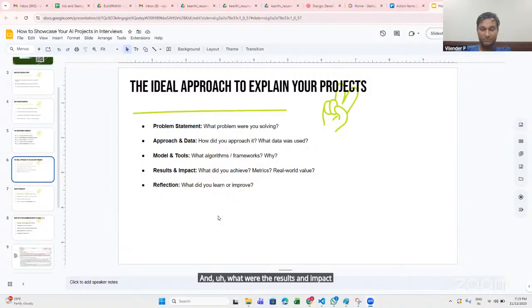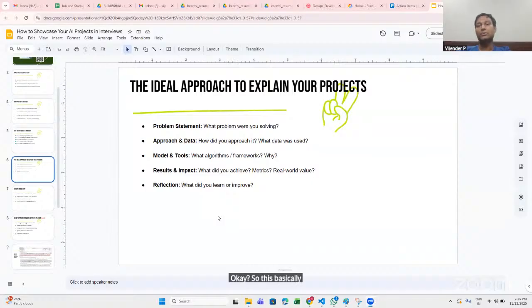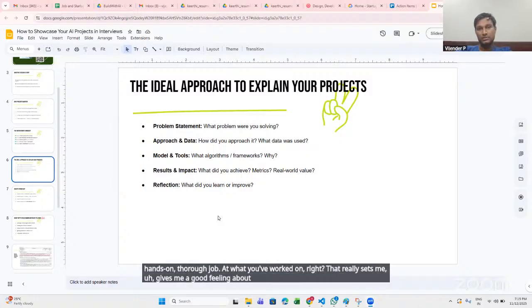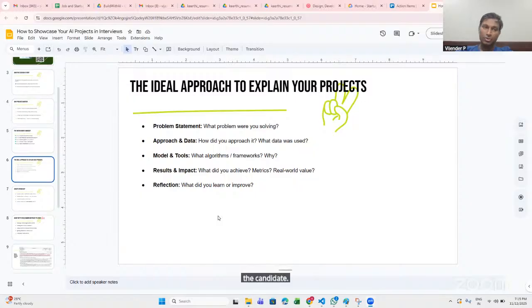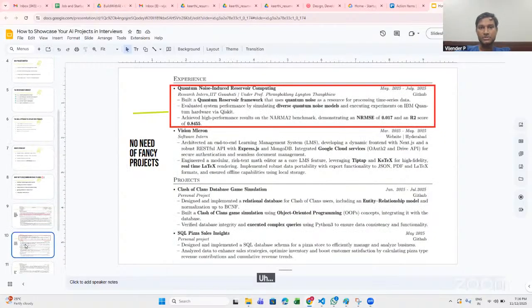What did you achieve, metrics, right? What are the real world data that you got out of it, correct? So this basically tells me that you have done a very hands-on, thorough job at what you worked on, right? That really gives me a good feeling about the candidate, right? So typically, I'll tell you about this other candidate who was working on this project.